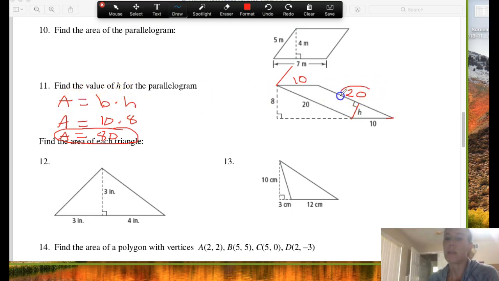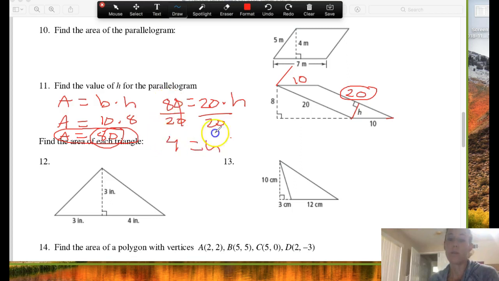You have the base, you don't know the height. But because I already figured out the area, I have two things. I only need to know one thing, the height. So I'm going to go area is 80. Now I'm going to say 20 is my base. What's the height? I don't know. Figure it out. 80 equals 20 times height. Divide by 20 on both sides. Those cancel. 8 divided by 2 is 4. So your height here will be 4. And that's how you figure this out.